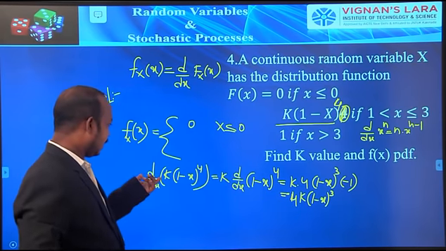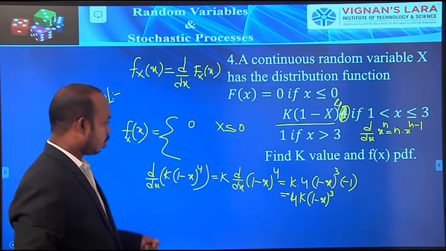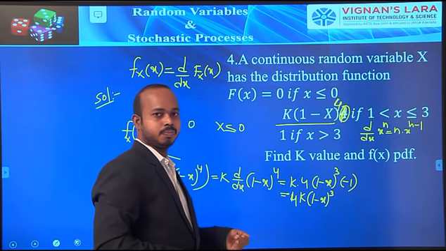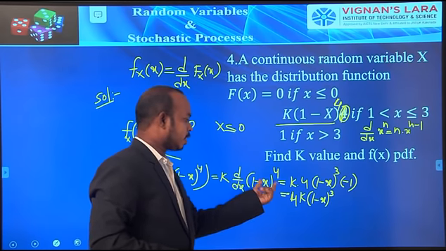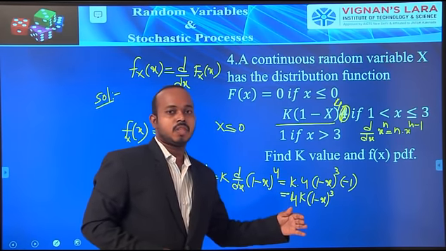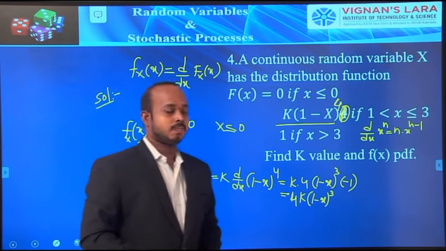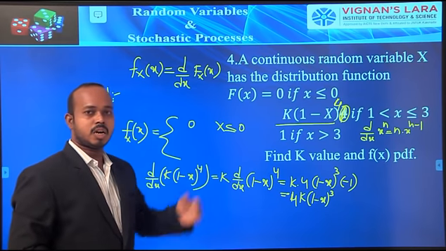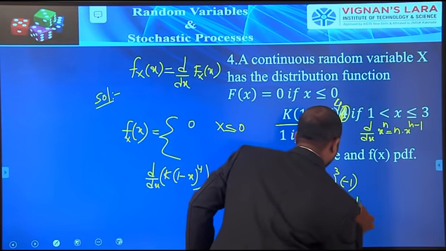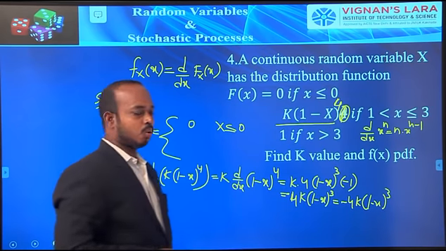This one is the density in the interval of 1 to 3. We are finding the values. So k into d by dx of (1 minus x) power 4. The power is multiplying and we are reducing the power by one. And also you can apply the derivation on the individual term. The derivation of minus x is minus 1. That's why I am multiplying this entire quantity. The final value is minus 4k into (1 minus x) whole cube.